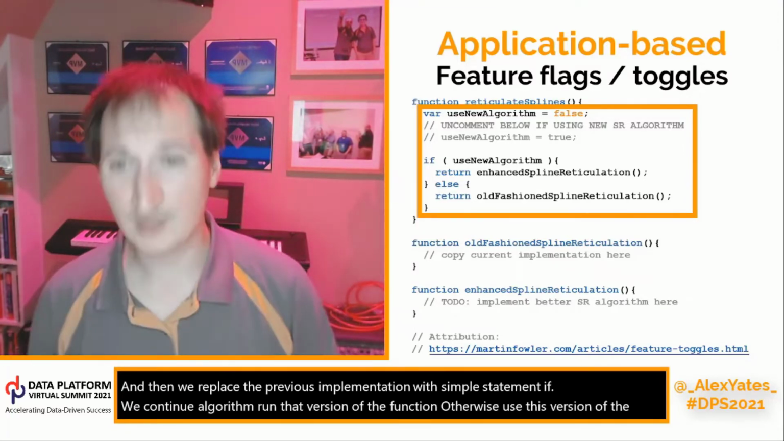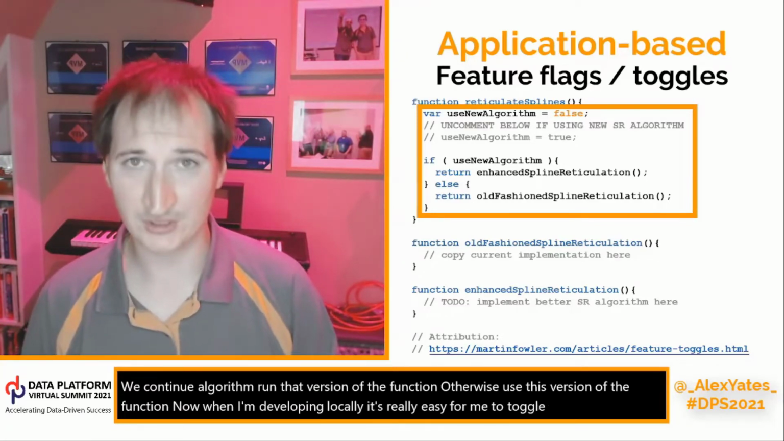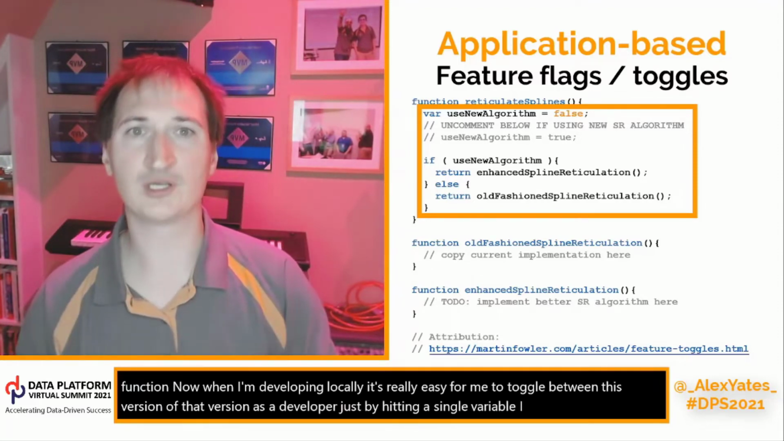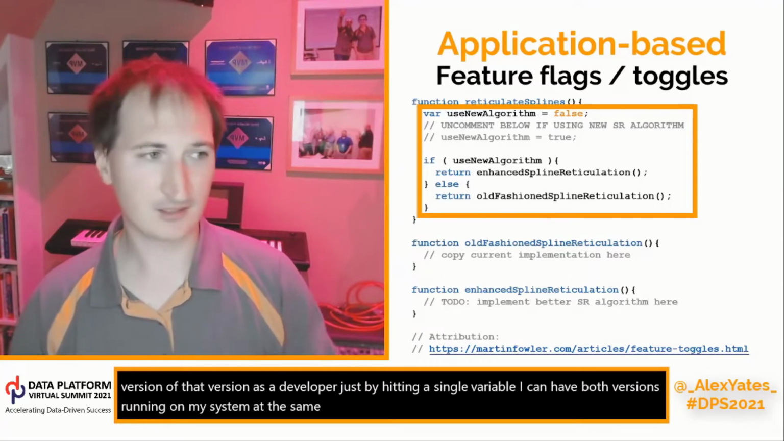Now, when I'm developing locally, it's really easy for me to toggle between this version and that version as a developer just by changing a single variable. I can have both versions running on my system at the same time, and I can benchmark stuff.